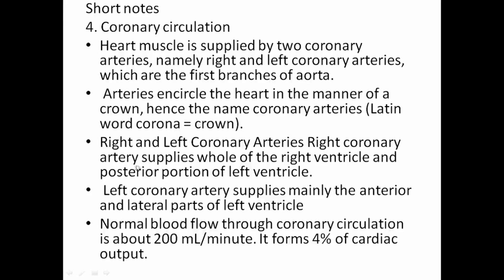The right coronary artery supplies all of the right ventricle and the posterior portion of the left ventricle. The left coronary artery supplies mainly the anterior and lateral parts of the left ventricle.